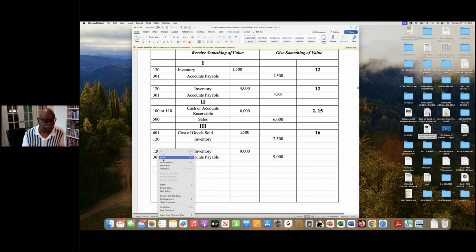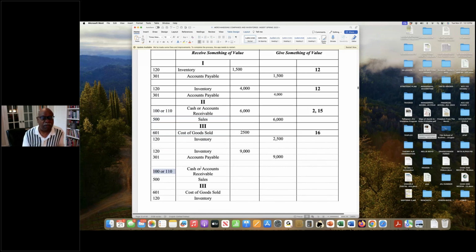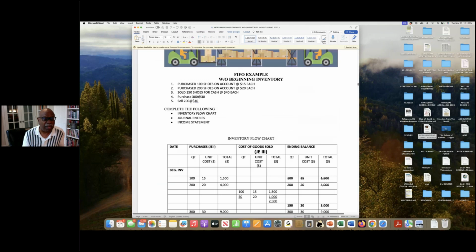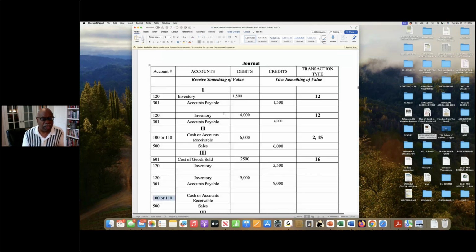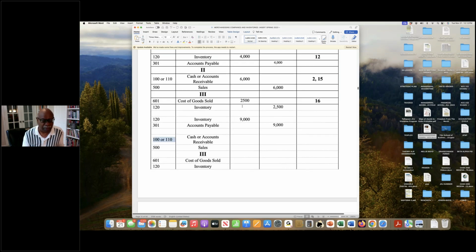We have the sale transaction and the cost of goods sold. So if we sell 200 at 40, that's going to be $8,000. So we're going to debit cash for 8,000, our receivables, credit sales for 8,000. So that's 40 at 200.